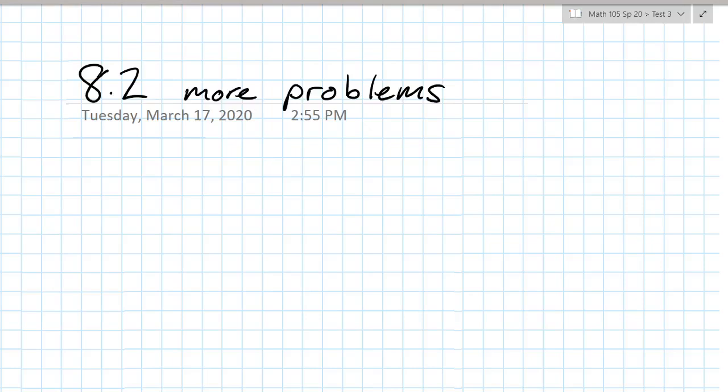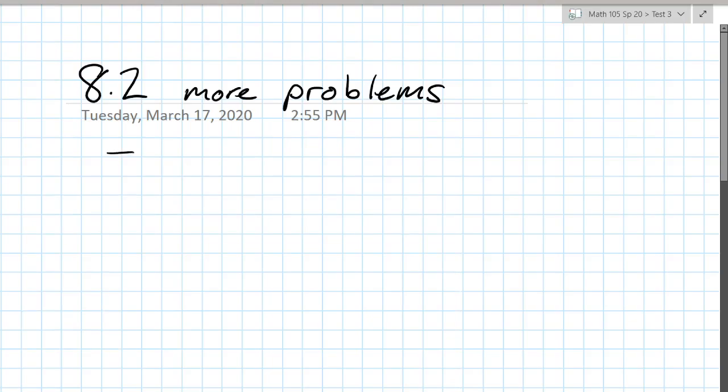I'd like to do a couple more problems from 8.2, working with interest. We saw our simple interest formula was interest equals principal times rate times time, and we saw the total amount of money that we have is the principal that we started with plus the interest from before.